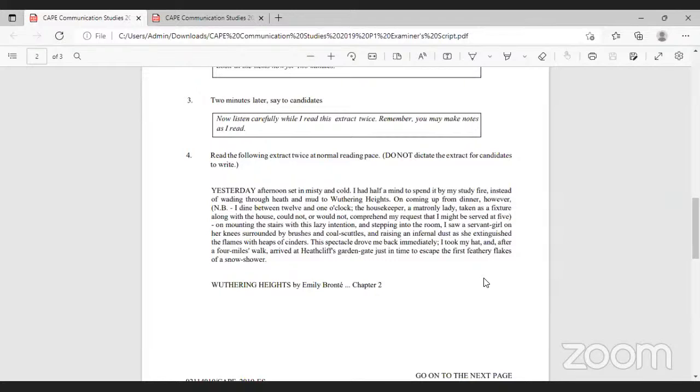You can make notes. So this is taken from the novel Wuthering Heights by Emily Bronte, chapter 2. Yesterday afternoon, set in misty and cold, I had half a mind to spend it by my study fire, instead of wading through heath and mud to Wuthering Heights. On coming up from dinner, however, NB, I dined between 12 and 1 o'clock. The housekeeper, matronly lady taken as a fixture along with the host, could not or would not comprehend my request that I be served at 5.